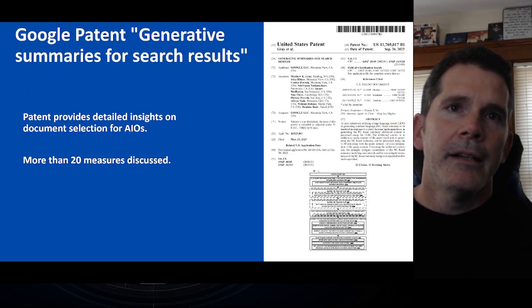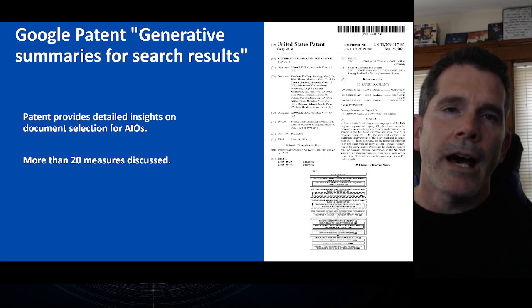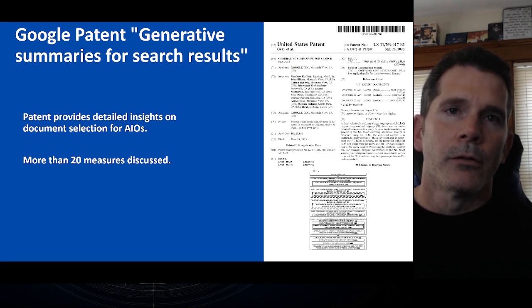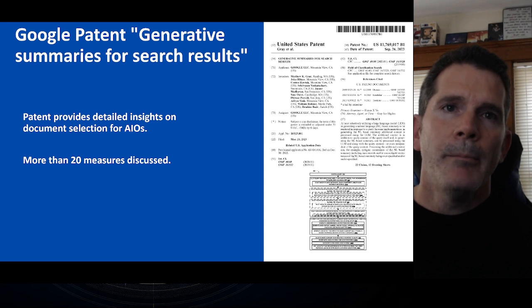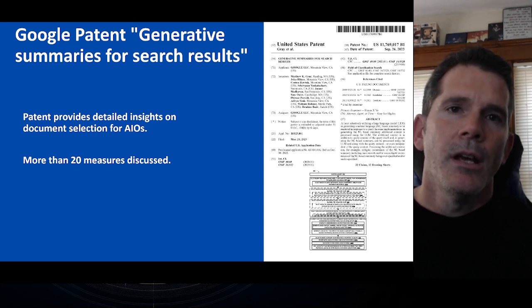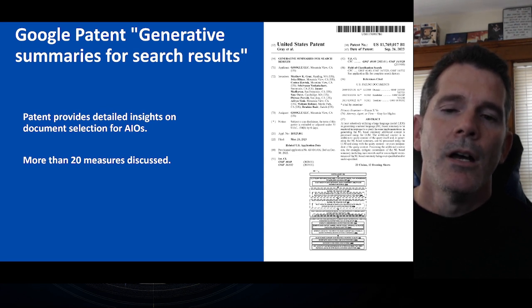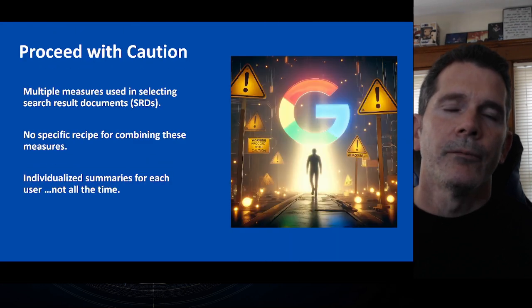So, Google's patent on generative summaries for search results offers a lot of insights into how the AI overviews select documents. The patent discusses over 20 different measures that can influence selection. So, my goal in this video is to break down these measures and understand how you can potentially leverage them to increase your content's visibility in the AI overviews.